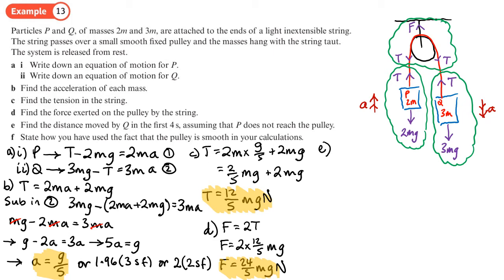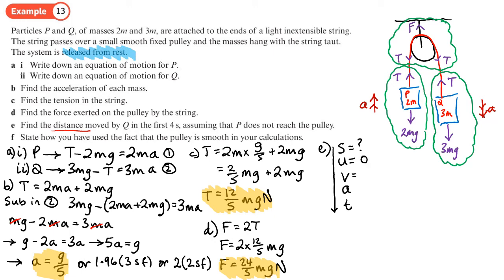Find the distance moved by Q in the first 4 seconds, assuming P does not reach the pulley. Now, I said before, when you see anything about distance, speed, time, then it's SUVAT. So I'll write SUVAT down like this. Okay, and I want to find the distance moved by Q in the first 4 seconds. Q is moving down, so I'm going to take downwards as positive. I want to find S, the distance. Now, in the question, it says the system is released from rest. So that means U is zero.